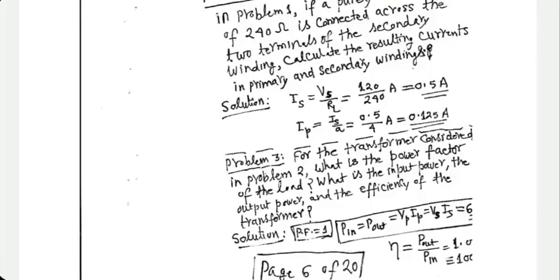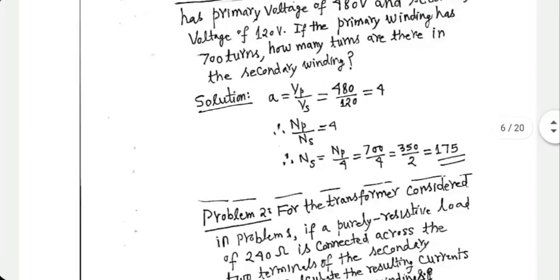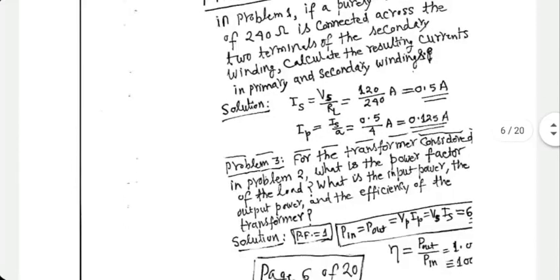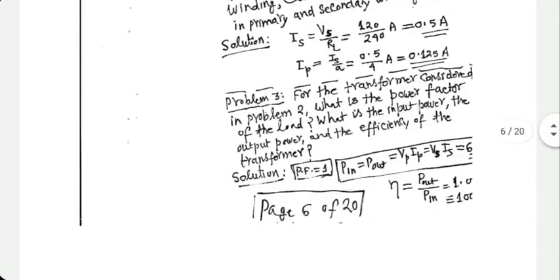VpIp will be how much? 0.125 multiplied by 480. Whatever it is, you can calculate the number. Okay, input power can be calculated, and output power will also work out to be the same. VsIs will be the same number. So the ratio of the output power and input power will be 100%.